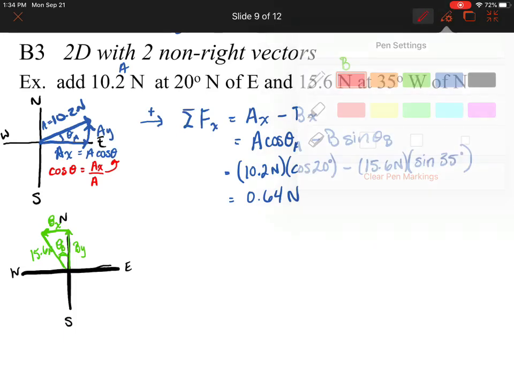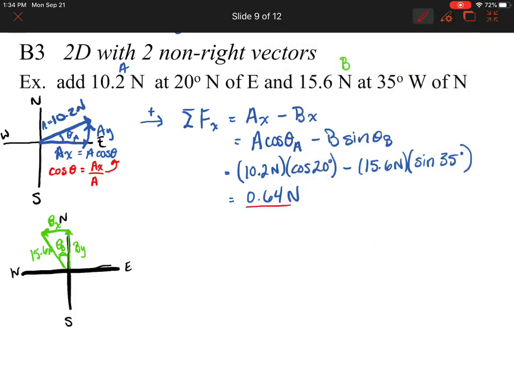So just a note here, this is positive. So what does that mean? It's positive, so therefore my net force in the x direction is going east, because I defined east as positive.